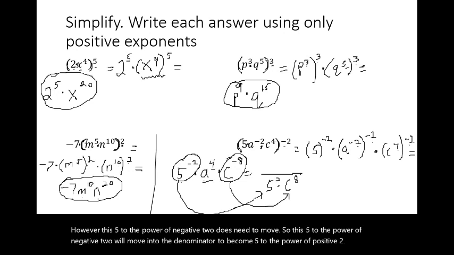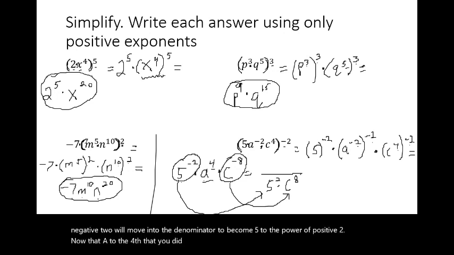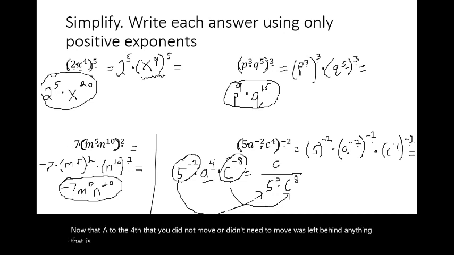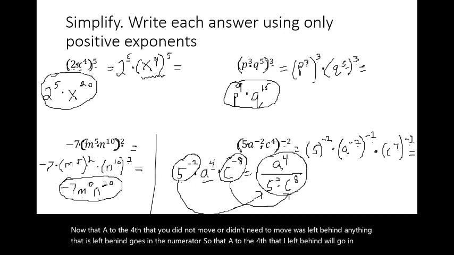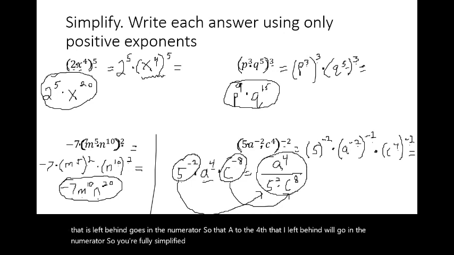Now that a to the 4th that you didn't need to move was left behind. Anything that is left behind goes in the numerator. So that a to the 4th that I left behind will go in the numerator. So your fully simplified final answer would be a to the 4th over 5 squared c to the 8th.